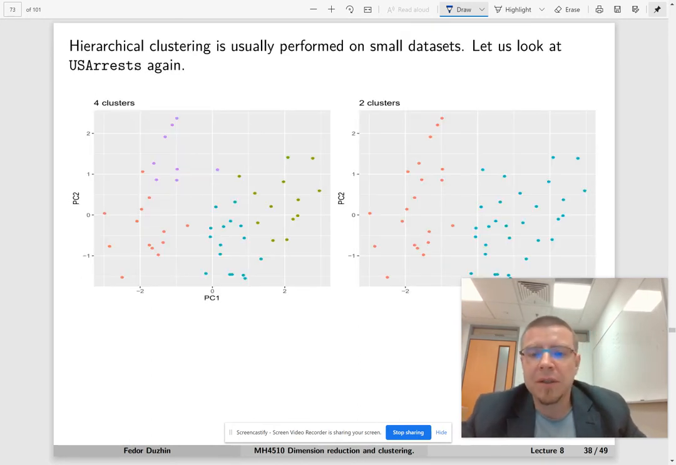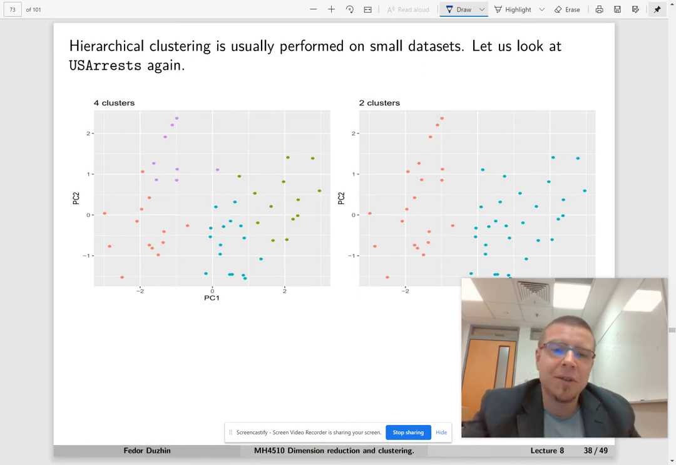So here is how it works. This is the problem with k-means clustering, right? It's not clear how to choose k. In these 2 pictures, you see a decomposition of US arrests into 4 clusters and into 2 clusters. And it's not really clear which one is better, right?